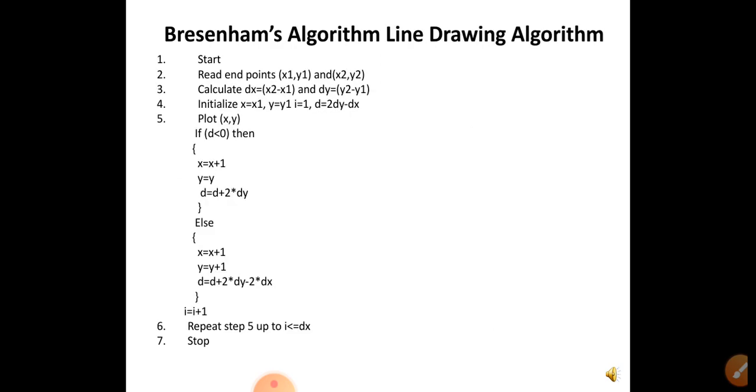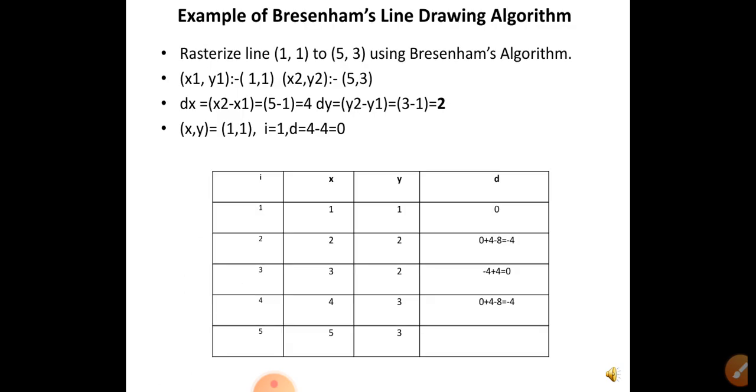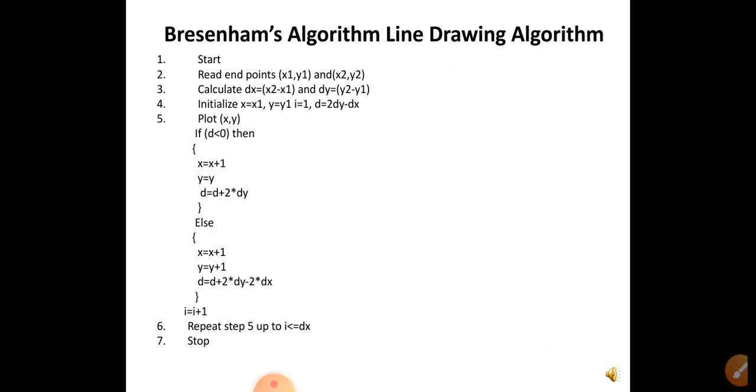So now see the algorithm. First step, start, read endpoints x1 y1, x2 y2, and find dx, the difference between the x coordinates: dx is equal to x2 minus x1, and dy is nothing but y2 minus y1. Initial plotting point: x equals x1, y equals y1. Loop counter I equals 1. Initial decision parameter d equals 2 into dy minus dx.